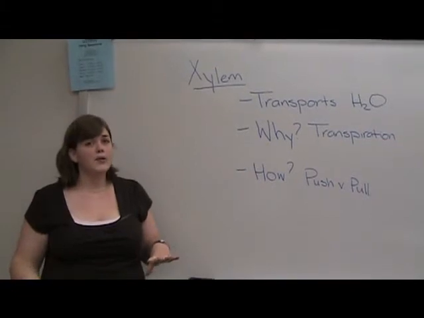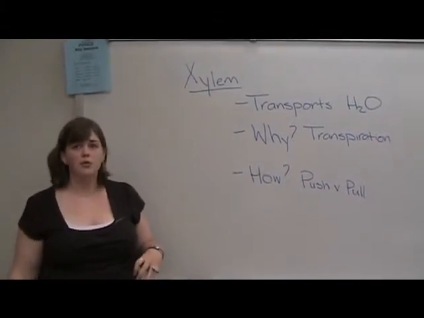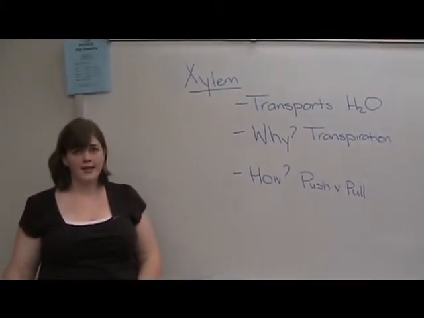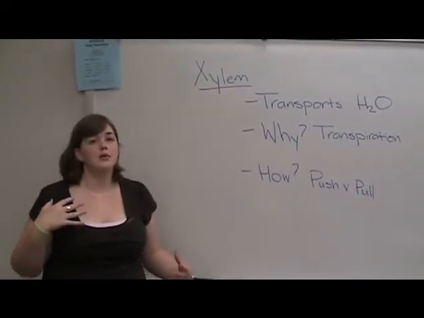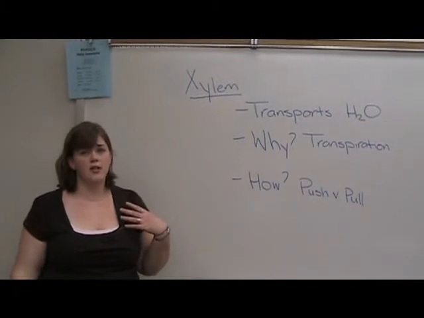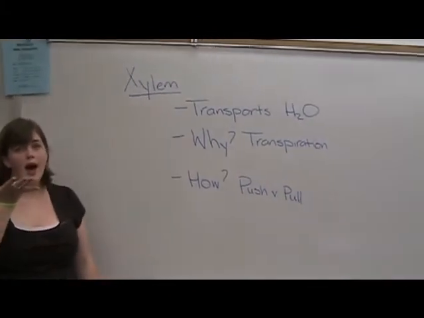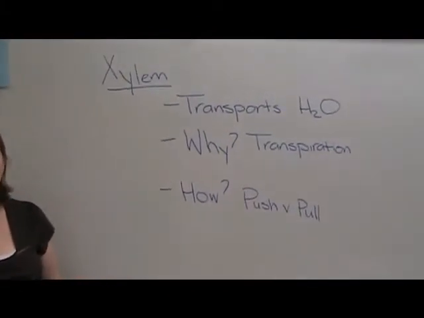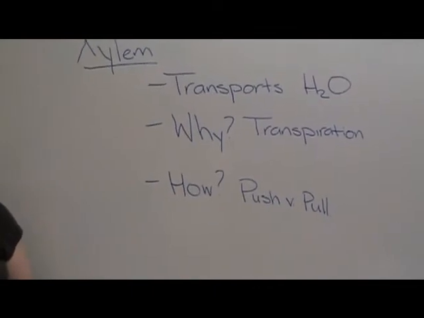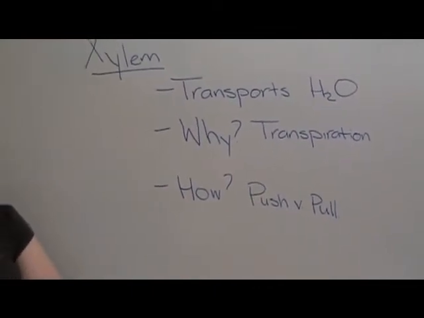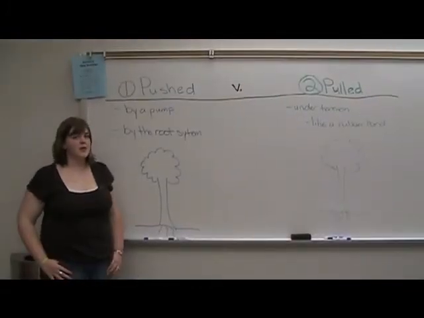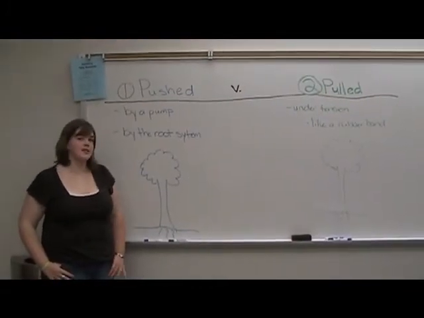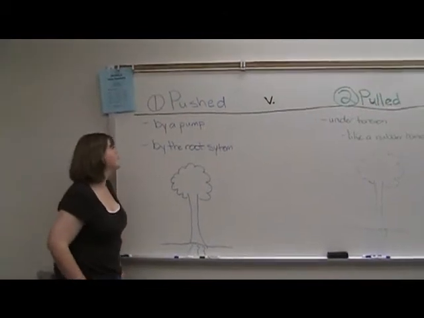But how does water get from the root system, where you water your plants, up to the leaves to open up those pores? It's either pushed or it's pulled. So it's either pushed from the roots up to the leaves, or it's pulled. So today we want to explore exactly which is occurring. So what's the difference between the push system and the pulled system? Well, let's talk about pushed first.